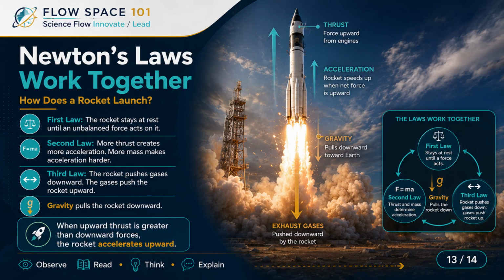According to the third law, the rocket pushes hot exhaust gases downward. The gases push the rocket upward with an equal and opposite force. At the same time, gravity pulls the rocket downward. When the upward thrust becomes greater than the downward forces, the net force points upward. The rocket then accelerates into the sky. All three laws, together with gravity, help explain the launch.